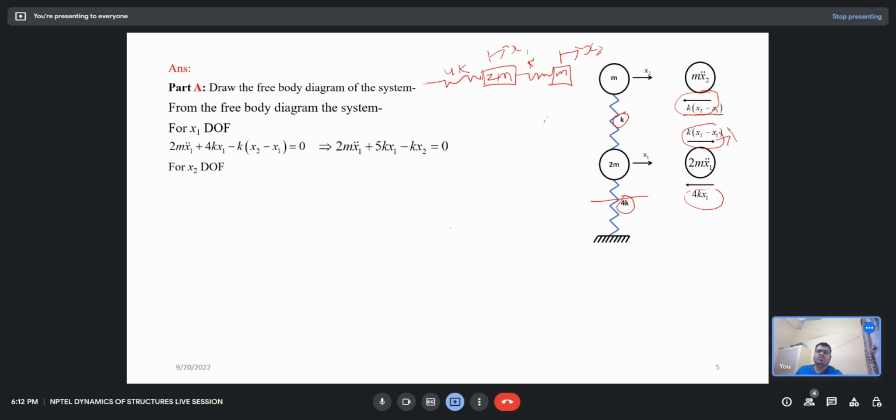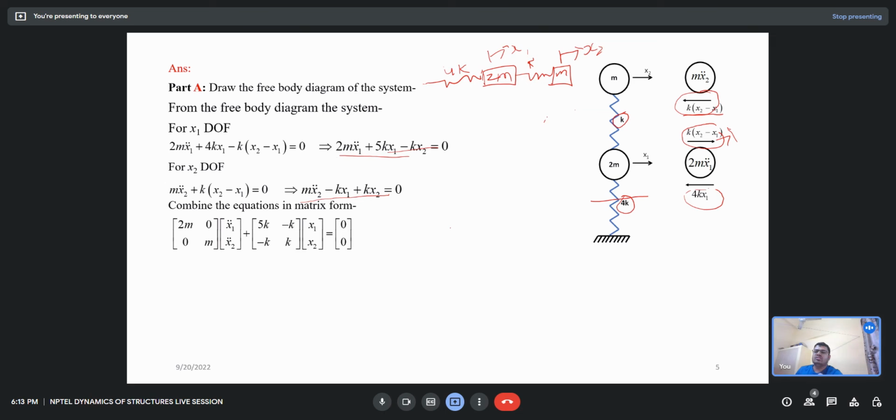Same for degree of freedom 2, both are in the same direction. So that will be m x2 double dot plus k times (x2 minus x1) is equal to 0. If I rearrange the terms, these are the two equations. If I write these equations in matrix form, that will be the mass matrix 2m and m, times x1 x2, and this is my stiffness matrix 5k, minus k, minus k, k. Okay, so this is the solution of part A.